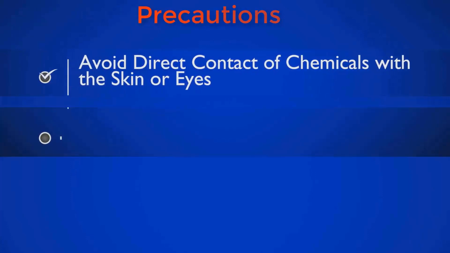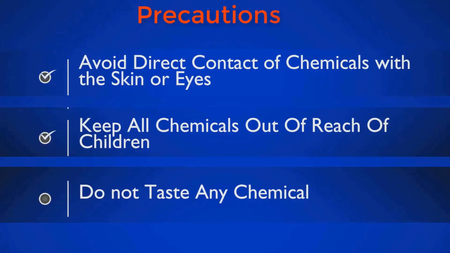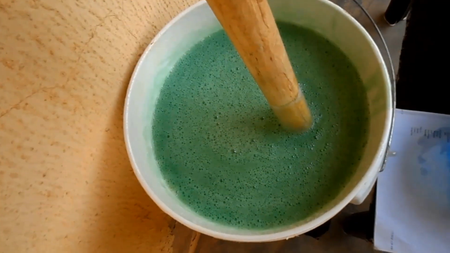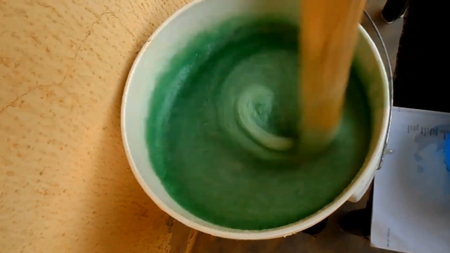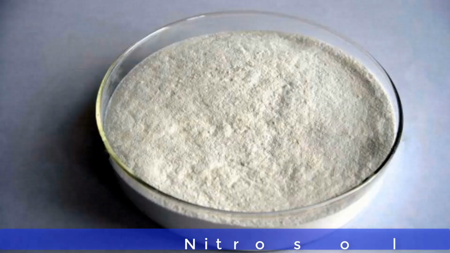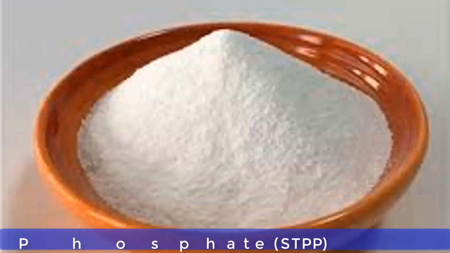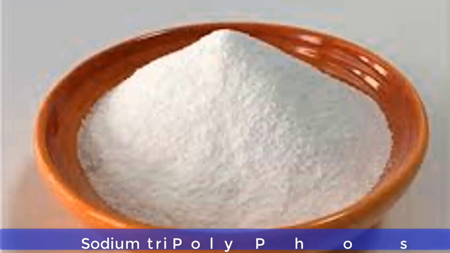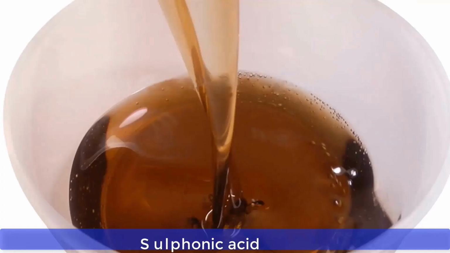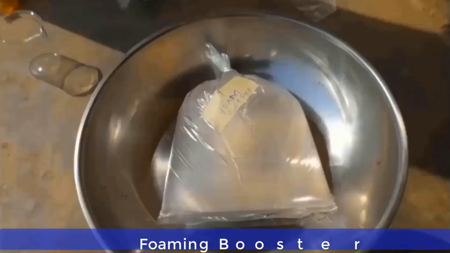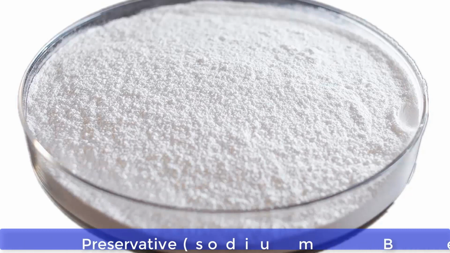Avoid direct contact of chemicals with skin or eyes. Keep all chemicals out of reach of children and do not taste any chemical. Liquid soap can be made from the following materials. These are nitrosol, caustic soda, soda ash, sodium tripolyphosphate also known as STPP, sodium lauryl sulfate also known as SLS, sulfonic acid, foaming booster, color, perfume and preservative.